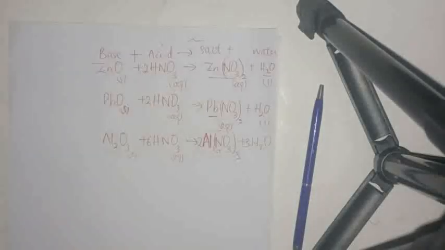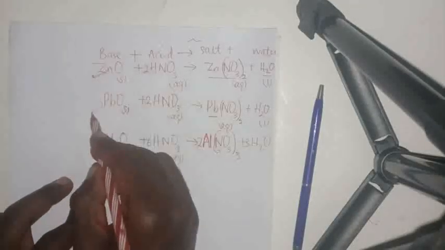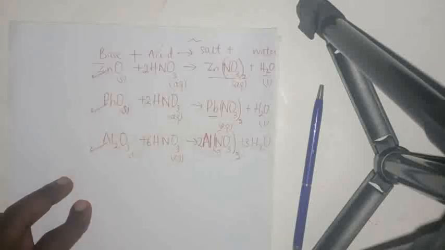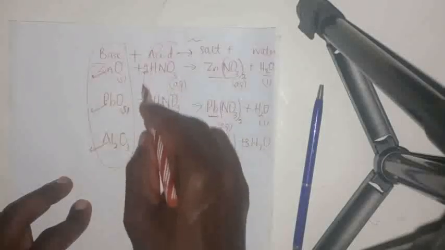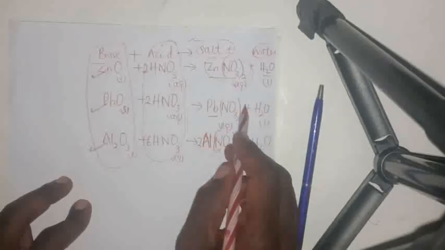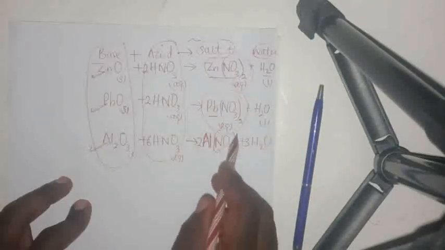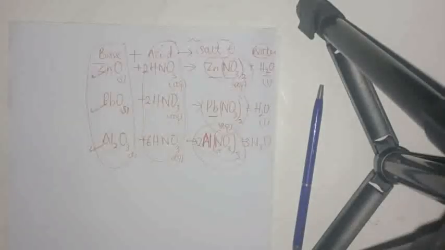The equation is balanced. So that is how we can have the 3 amphoteric oxides, zinc 2 oxide, lead 2 oxide, and aluminium 3 oxide or alumina behaving as bases, and they can react with acids like nitric 5 acid to give us salt and water. Zinc nitrate as our salt, lead 2 nitrate as our salt, and aluminium 3 nitrate as our salt.